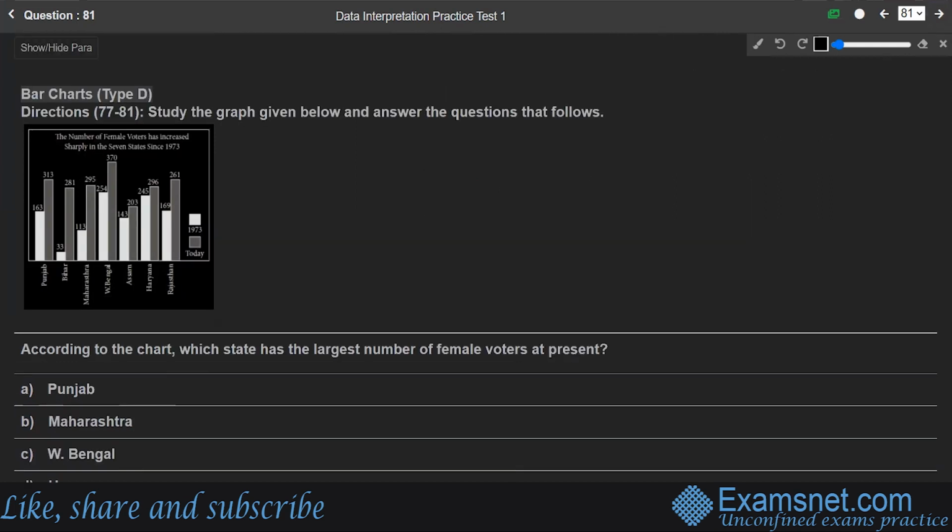Now the bar graph is there, and we are supposed to answer the question: according to the chart, which state has the largest number of female voters at present? So this can be obviously observed, and we don't need to calculate anything. Whichever has got the highest bar in the picture, that will be the largest number of female voters at present. At present means today, so we have to see the gray bars, and whichever is the highest, that is our answer. So it is highest for the state called as West Bengal. So that becomes the right answer. Option number C becomes the right answer.